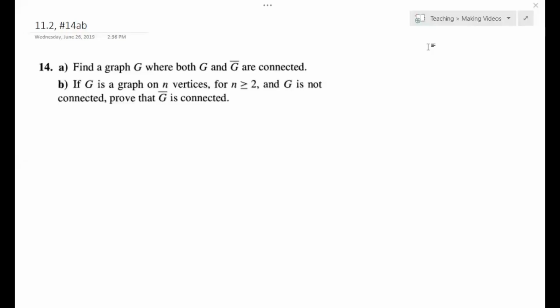All right. Hello, everybody. Let's go ahead and do 11.2, number 14a and b. There's a beautiful question somebody asked about, and I really like it. So let's do part A first.